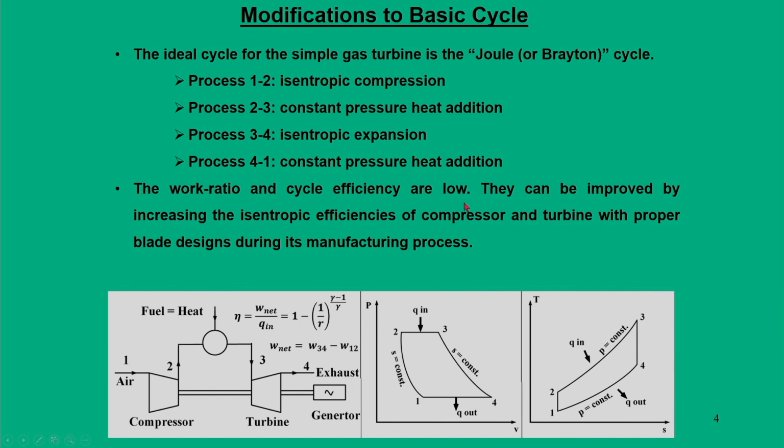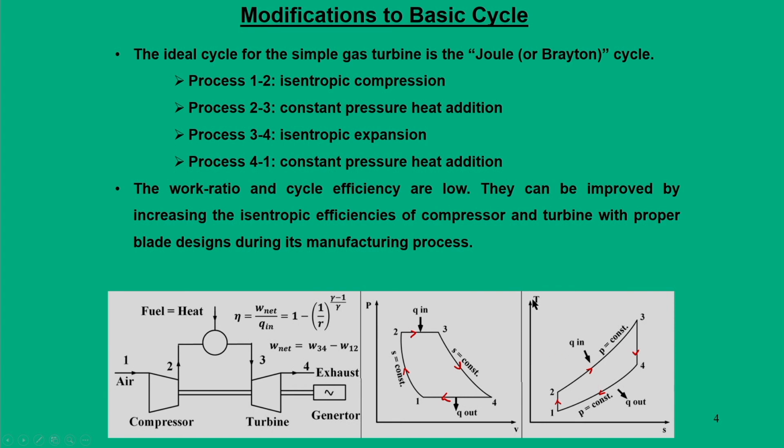Just to give a brief introduction to the basic cycles we discussed: the simple gas turbine or Brayton cycle has 1-2 isentropic compression process, 2-3 constant pressure process where heat is added, 3-4 isentropic expansion process in the turbine, and 4-1 constant pressure heat rejection process. Similarly, you can see the cyclic process in the PV diagram as well as in the TS diagram.